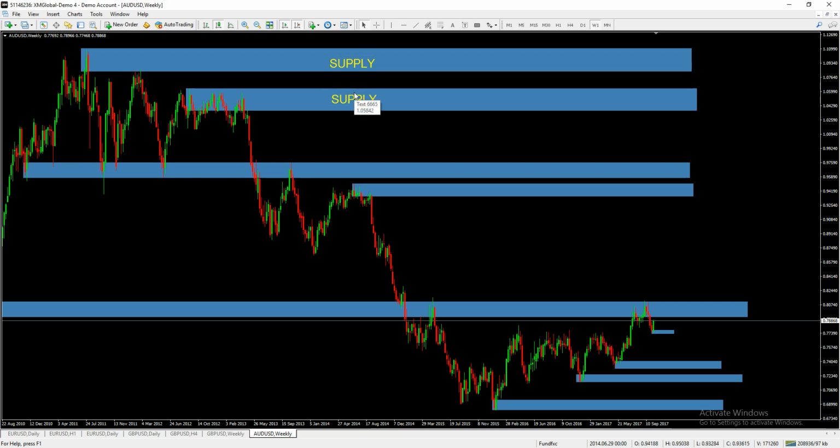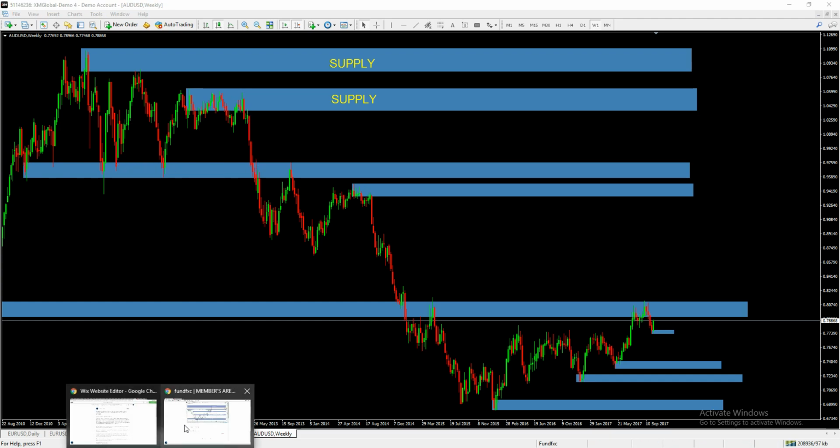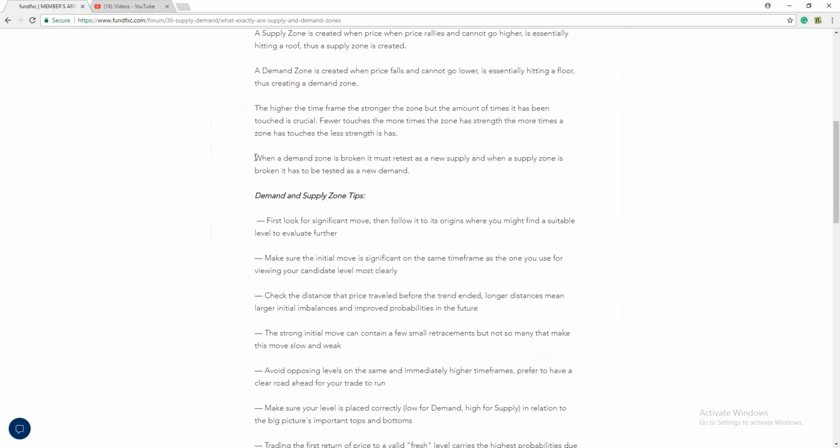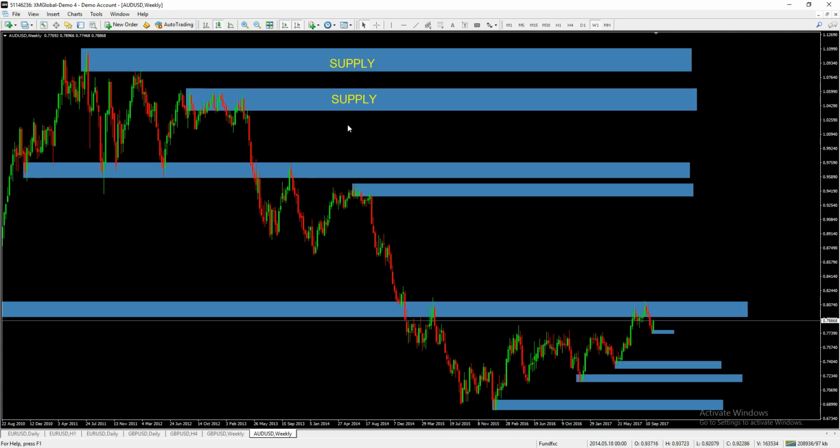Okay. So let's consider this zone here. This was initially a demand zone, but it was broken. Now when a demand zone, as per our rules, let's go have a look at our rules again. What does it state? When a demand zone is broken, it must be tested as a new supply. So let's go see on our chart.